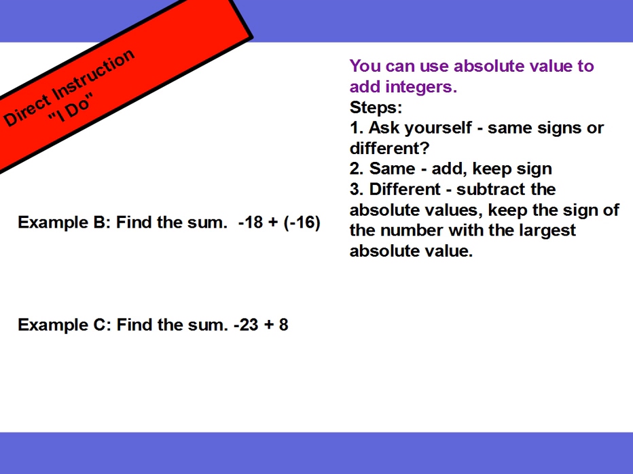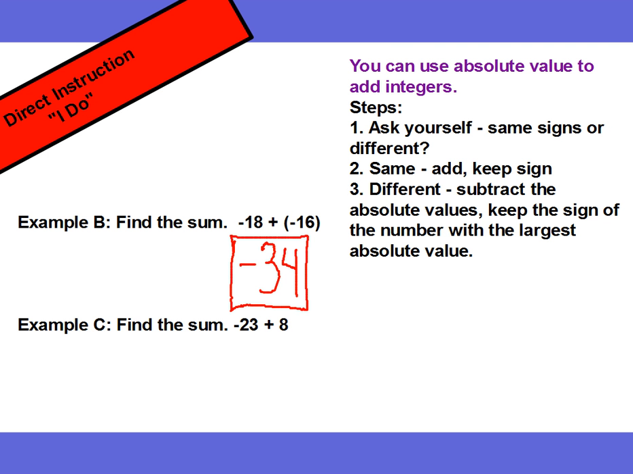So I have 18 and 16. 18 plus 16 is 34. But I'm not finished with my answer yet. Then I have to keep the same sign. So since both of my addends, the numbers I was adding together, were negative, my answer is also negative. Example C, I have different signs. I have negative 23 and positive 8.